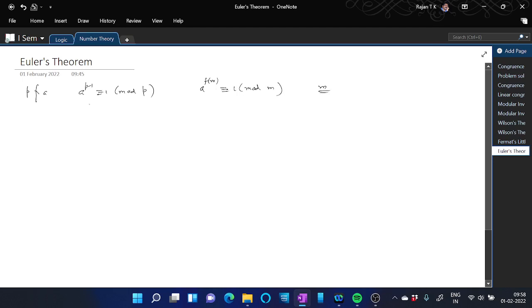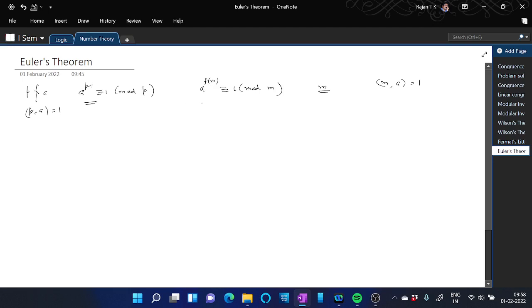Here this theorem is true for prime numbers only. Fermat's little theorem is true for a prime number P, and A is a number such that P does not divide A. Now suppose we have M any integer and A is an integer such that gcd(A, M) is equal to 1. Can we find an integer Fm such that A raised to Fm is congruent to 1 modulo M? So this is the basic fact in Euler's theorem.